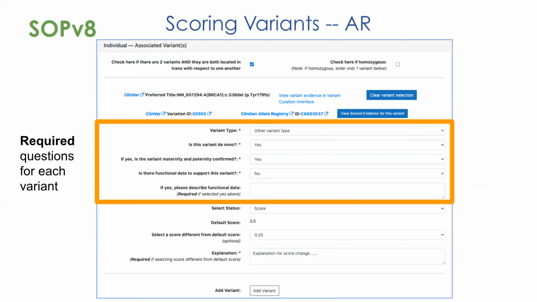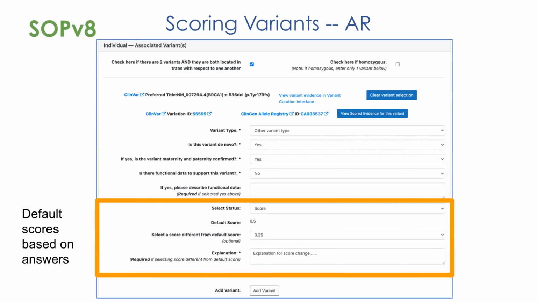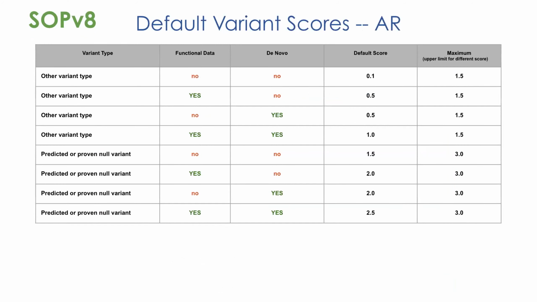Now I'm going to show you what happens if the mode of inheritance is autosomal recessive. As you can see, after you add in a variant, it's those same required questions again that you answer based just on that one variant. And again, you get a default score based on your answers to those questions. But again, you can choose to change it if you provide a reason, but only up to the max score allowed for that type of variant. The default scores and maximum scores for autosomal recessive variants can be found in the SOP, but here's a table of all the AR default scores.